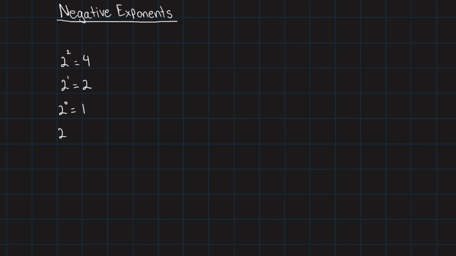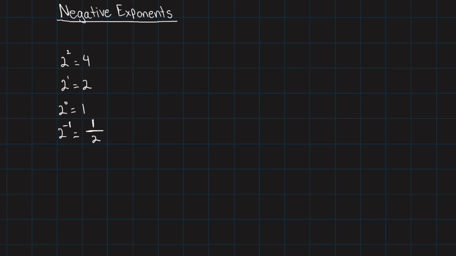But if you have 2 to the power of negative 1, this actually means 2 to the power of 1 is a denominator. That's what that negative sign means. So this actually means, since it's a denominator, 2 to the power of 1 is 2, and there's a 1 on top.